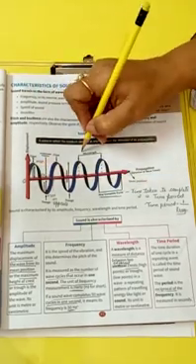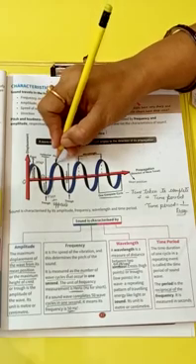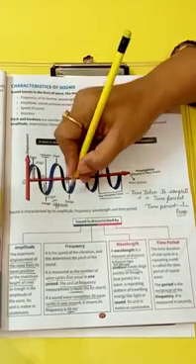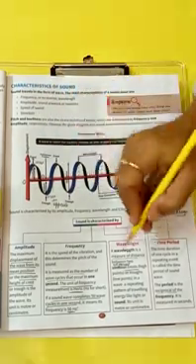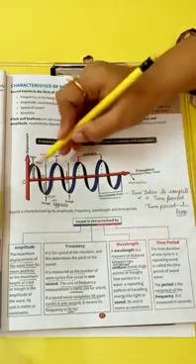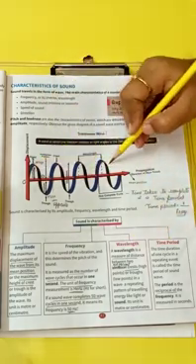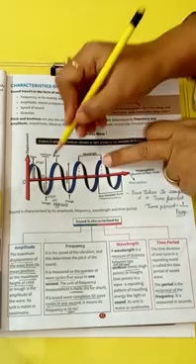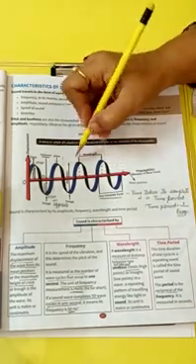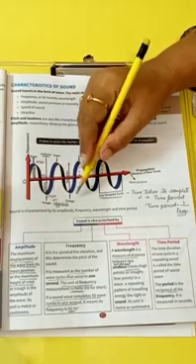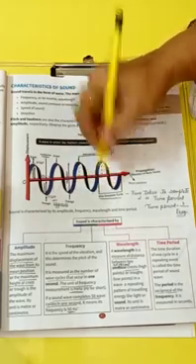Now what is the wavelength? It is the distance between adjacent crests or troughs. In your books it is written as identical points. Now all these waves are identical. You can't have a wavelength from this point to this point. It is always between adjacent crests or adjacent troughs.